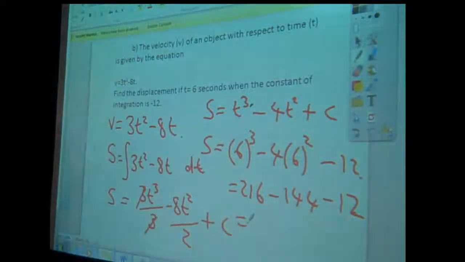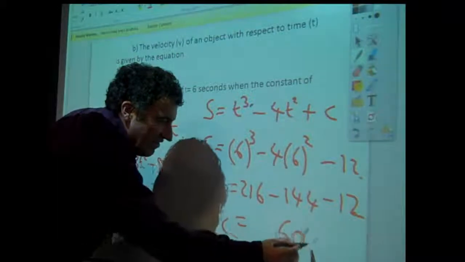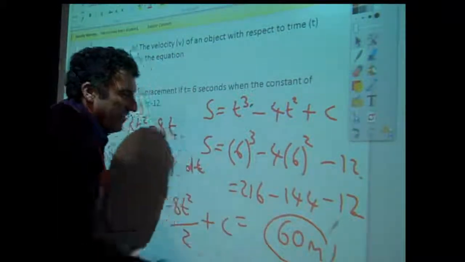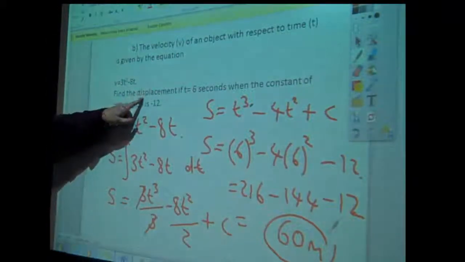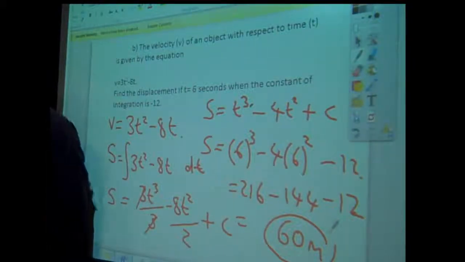So we're going to have a nice situation here where we get 72, minus the 12, and that will give our final answer of 60 meters. And the reason why it's meters, remember I said it was distance, displacement. That would conclude that calculation.